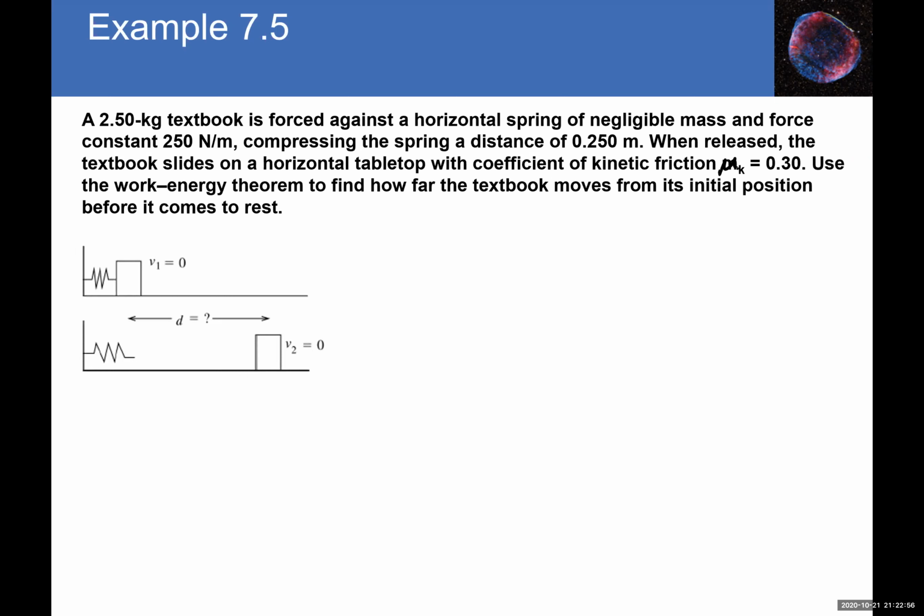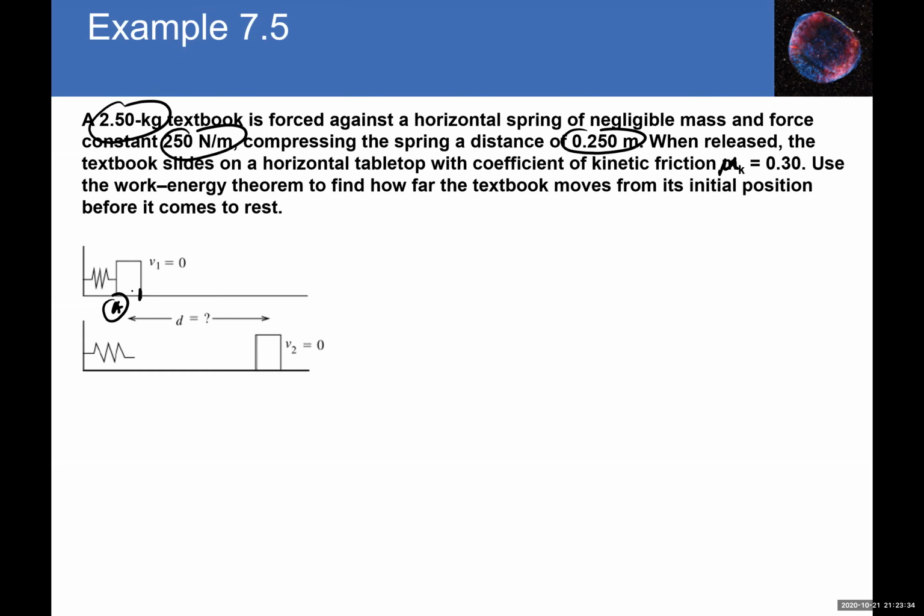So think like this. We compress the spring a distance of 0.25, and the book is 2.5 kilograms, and the spring constant is 250 newtons per meter. A lot of twos and fives. But what we have here is this. This is going to be point A.